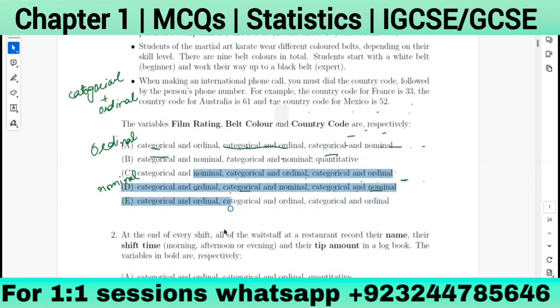Now let's see which option is best for film rating, belt color, and country code. Option A says categorical and ordinal, which is okay; categorical and ordinal again, which is okay; categorical and nominal, which is okay. The other options are not okay. So option A is correct.